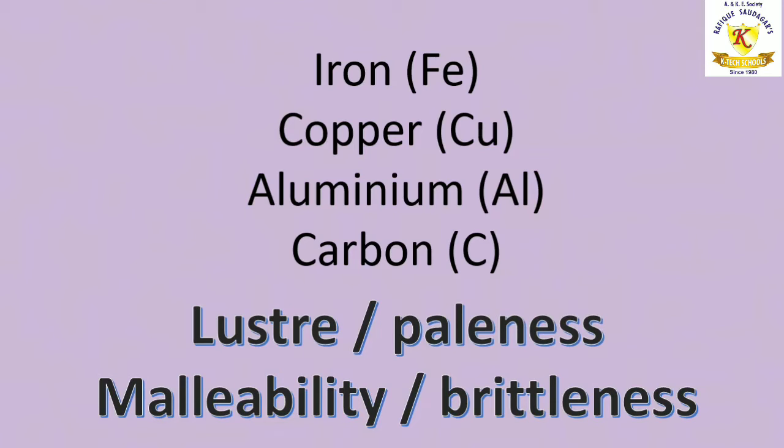Malleability means that a metal or a substance can change its shape when force is applied to it. And brittleness means the substance can be broken into pieces. Understood, children? So this was the meaning of luster, dullness, malleability and brittleness. Okay. Now let's move ahead.